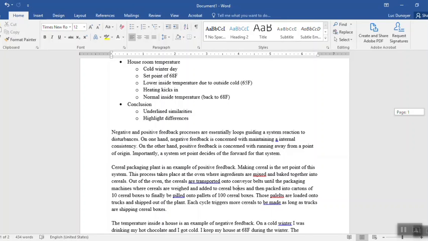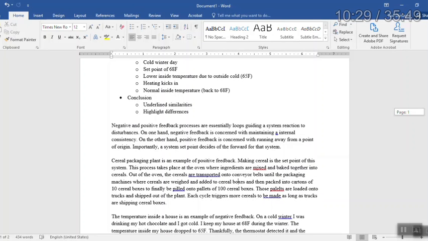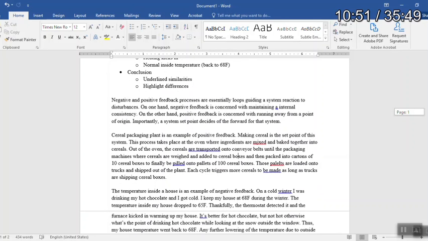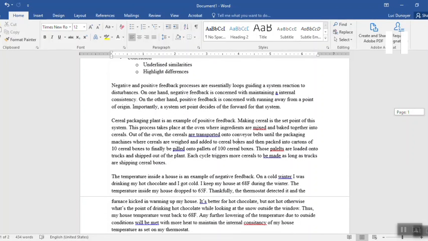I cannot even breathe through that. So it's bad, right? Those pallets, like that's typo, are loaded onto trucks and shipped out of the plant. Each cycle triggers more cereals to be made as long as trucks are shipping cereal boxes. Okay, I get the ideas. It's pretty bad, but I get the ideas. So I'm happy with that, and I don't look back. I just keep going. So I'm gonna read the next example.